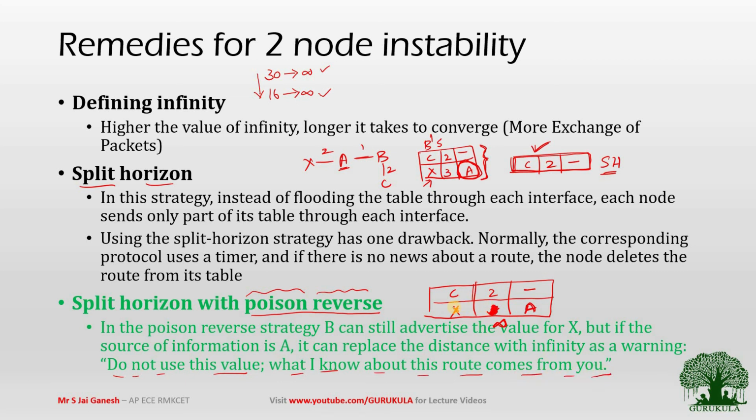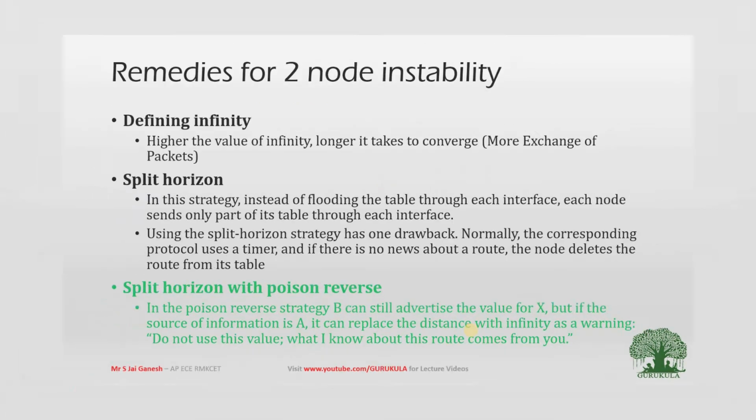Alright, since B came to know about X via A, when B updates its table, this entry will be updated to infinity. So A will not consider this particular entry, and at the same time, X will be heard by A for the regular period of time. So there is no possibility of removing this node from the network.